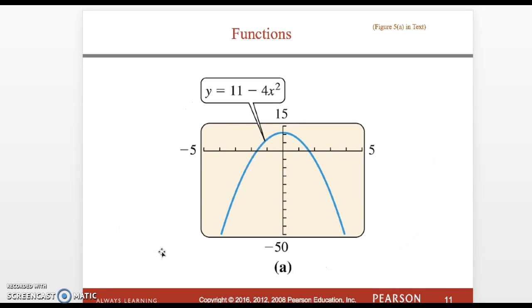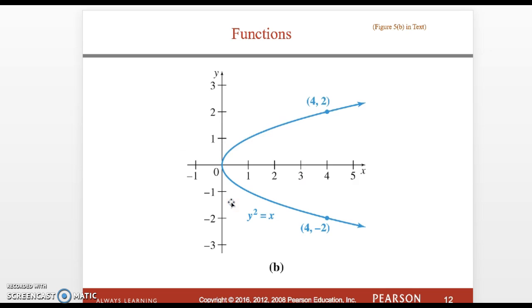So looking at our graph, we'll talk about vertical line tests in a little bit, but we can look at our graph and say, okay, each x value, if I trace along, there's only one y value. I'm not getting two different places on my graph that I'm looking at.